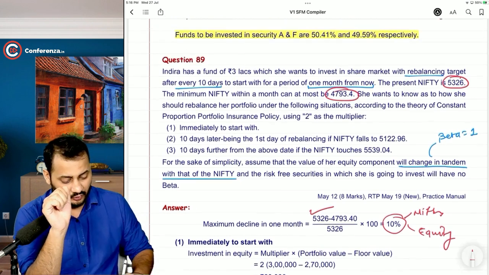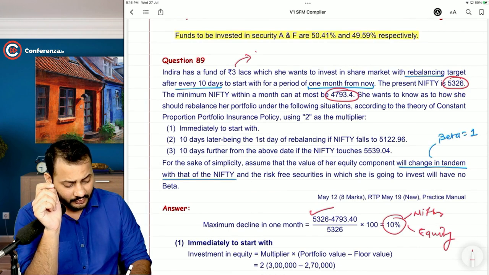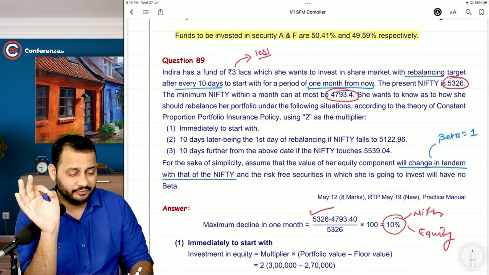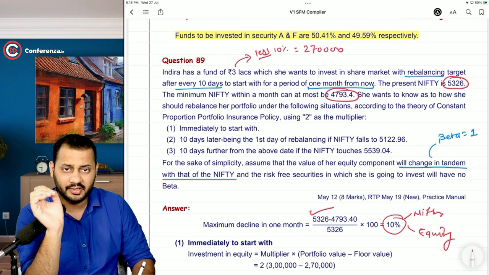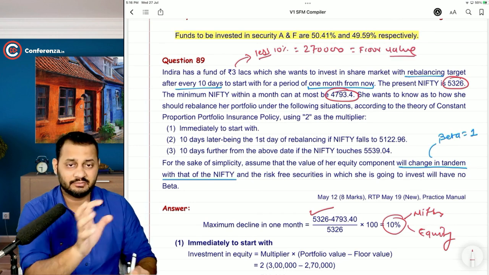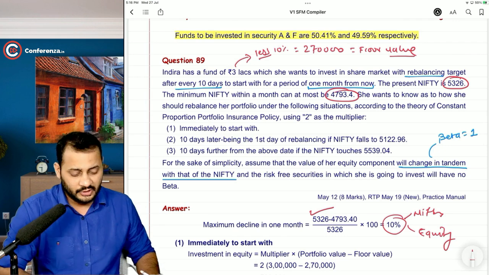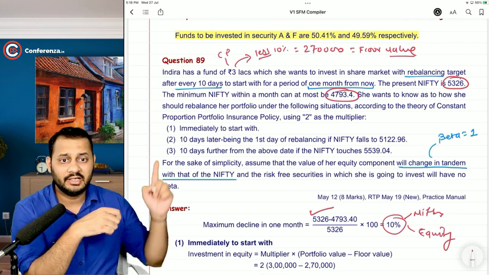Cool. Now, if we invest the entire amount in equity, the maximum the equity portfolio can go down is 10%, to 2,70,000. Am I right? This 2,70,000 will become the floor value, the maximum your equity value can go down to. So this has become the floor value. The current portfolio value is 3 lakhs and the multiplier is 2.